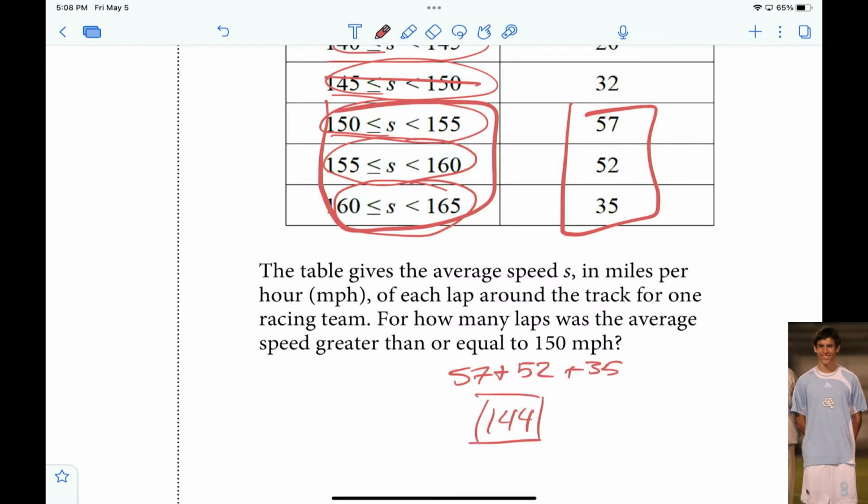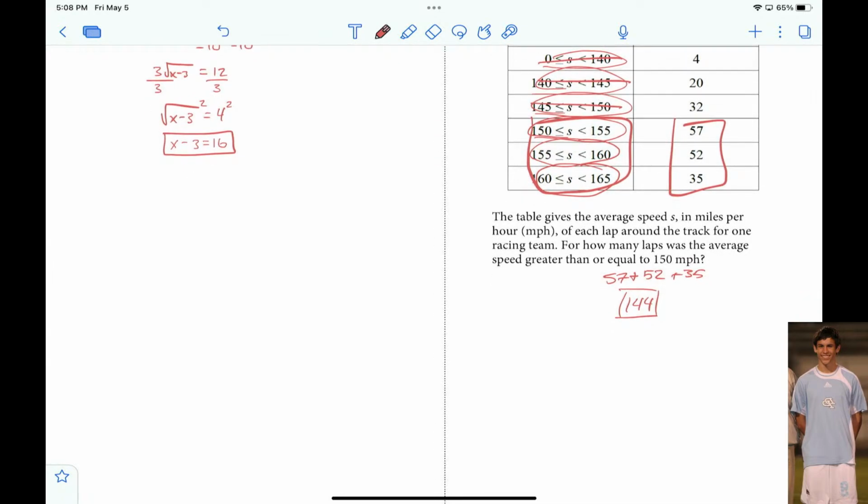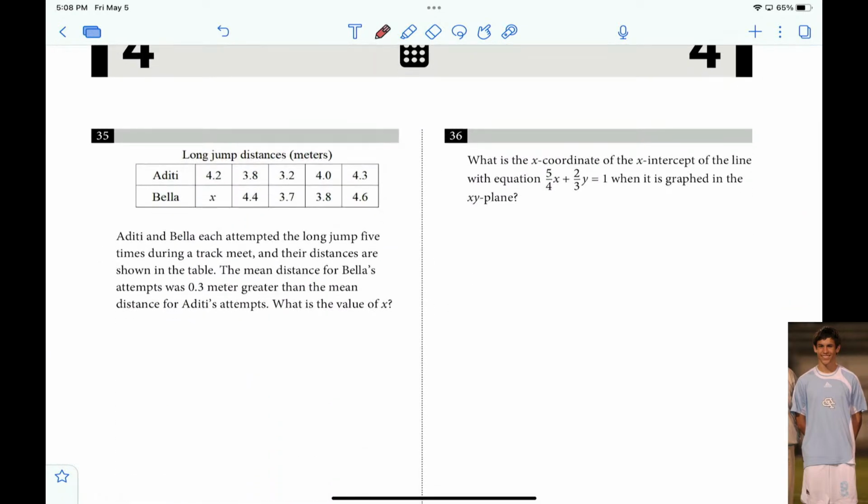So again, they said greater than or equal to 150. Values between 155 and 160 are still greater than 150. Values between 160 and 165 are still greater than 150. All right, so again, problem is not too bad.